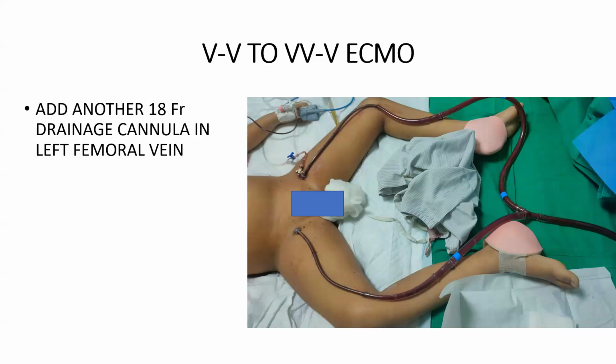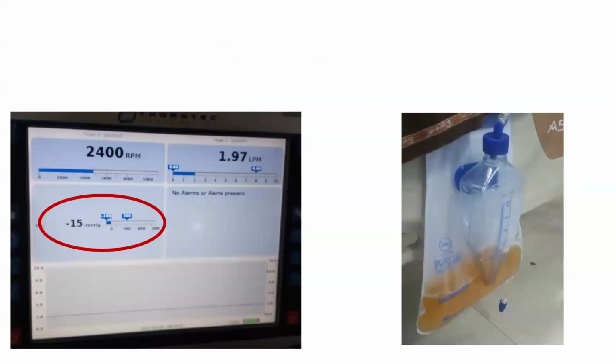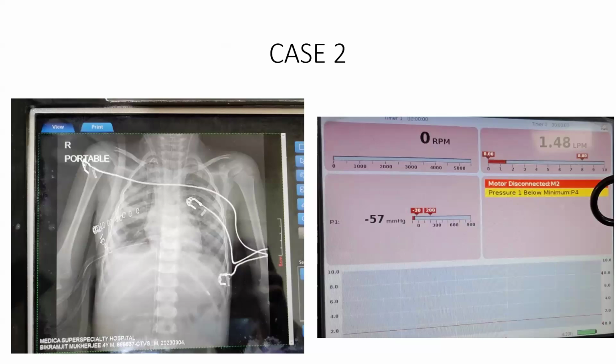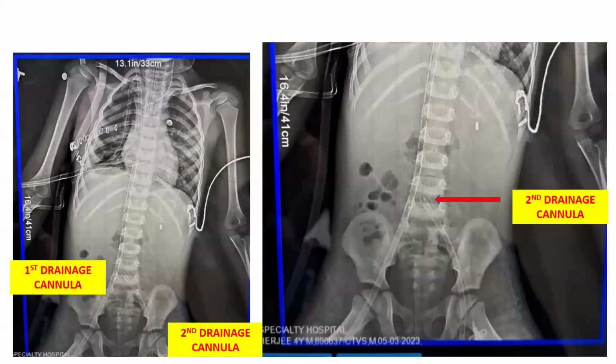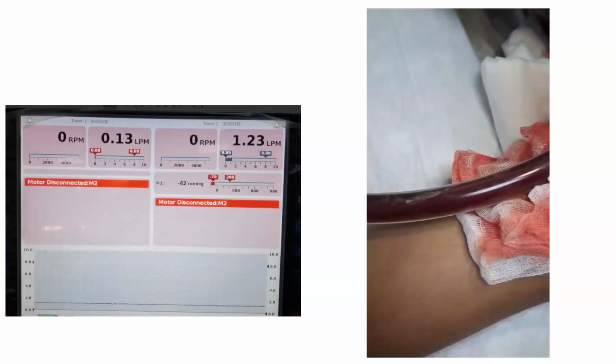The second case: the patient was on femorojugular ECMO, and pre-pump pressure was minus 57, very high. So we thought of putting a second cannula. And here we used a smaller cannula for the drainage, smaller in length. This is the arterial cannula that we use for arterial cannulation, and we were using it for the drainage in the neck. What is the problem? It has only 1 or 2 holes. And after some time, the flow in that cannula came down and the whole circuit started to clot.